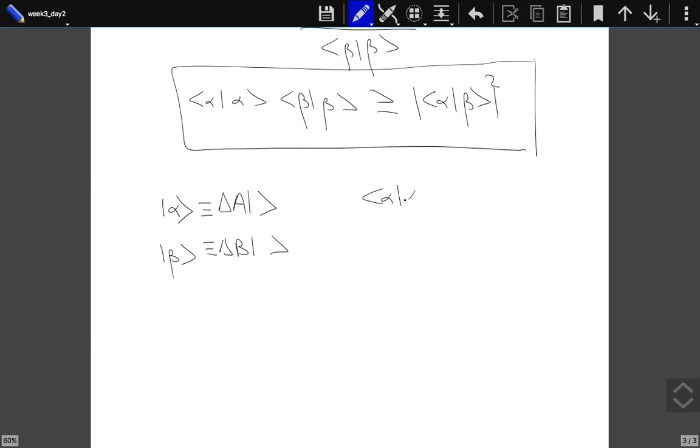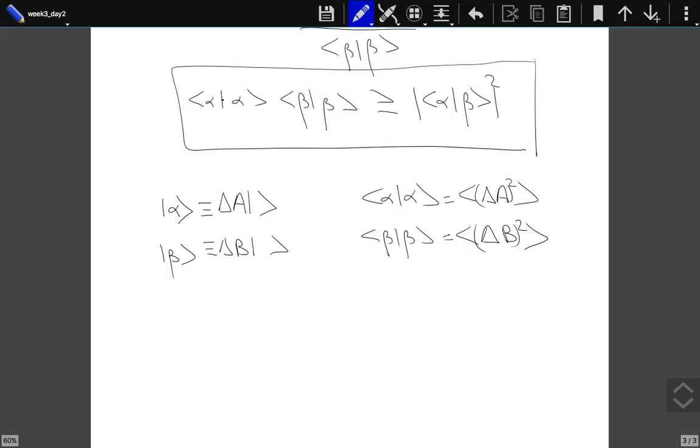But you see, ⟨α|α⟩ is just the average of (ΔA) squared. This is what ⟨α|α⟩ is. Well, keep in mind that this average is over this ket, not over the ket alpha, but over this generic ket, whatever this ket is. And similarly, ⟨β|β⟩ is equal to the average of (ΔB) squared. Again, this average is over this same ket. These two kets are equal.